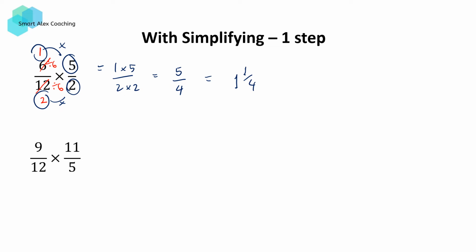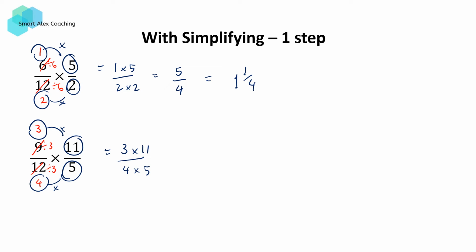11 over 5 is an improper fraction. We do the same. We can simplify the 9 over 12 by dividing the top and the bottom by the common factor of 3. 9 divided by 3 is 3. 12 divided by 3 is 4. We then multiply out the top and the bottom numbers. 3 times 11 over 4 times 5, which will give us 33 over 20, which will simplify to 1 13 over 20.